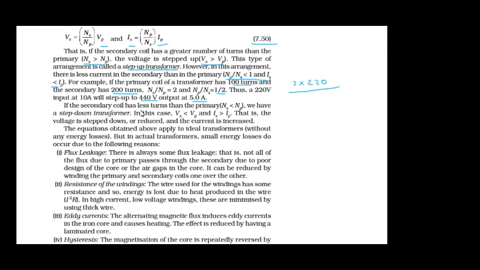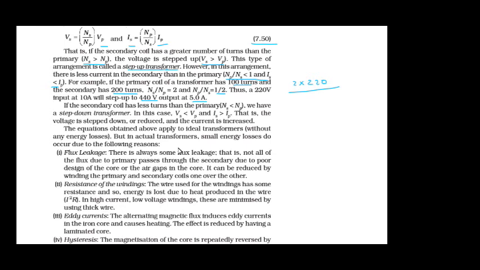If the secondary coil has fewer turns than the primary coil, that is Ns is less than Np, we have a step down transformer. In this case, Vs is less than Vp and Is is greater than Ip. That is, the voltage is stepped down or reduced, and the current increases. The equations obtained above apply to the ideal transformer without any energy loss, but in an actual transformer some energy is lost.